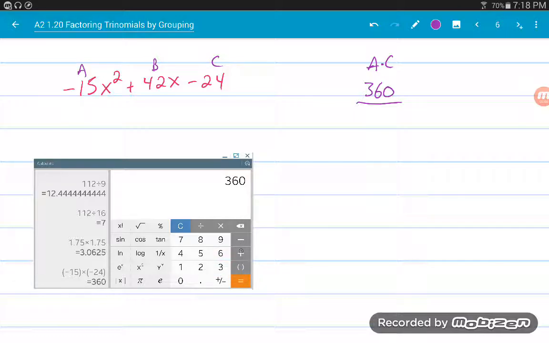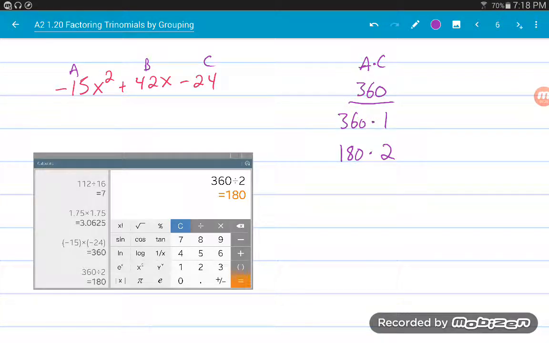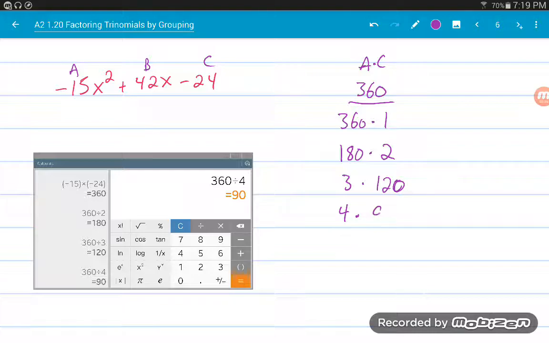Is 360 divisible by 2? Yes, it is. So the first, the most obvious, I think, is 360 times 1. Another option is 180 times 2. Now 360 is a big number, so there might be a lot of factors, but let's work our way through them. This is the easiest way to find it if it's hard to tell what the factors are. 360 divided by 3. Okay, so that means 3 times 120. 360 divided by 4. Okay, so 4 times 90.